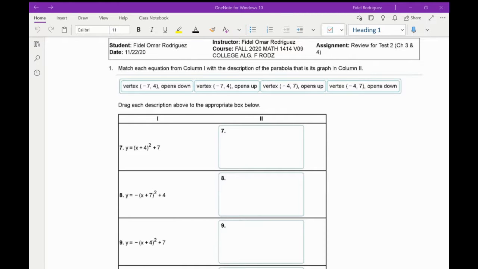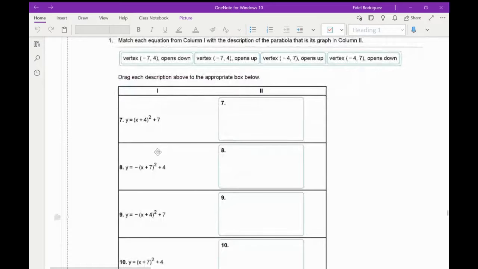So guys, for number 1, I want you to notice what it's asking me to do. It says match the equation in column 1 with the description of the parabola that is in the graph in column 2. If I was doing this on MyMathLab, you'd click on this little piece and pull it to either number 7, or number 8, or whatever it happened to be. You'd pull each of these little pieces down into the box that applies to each of these equations.